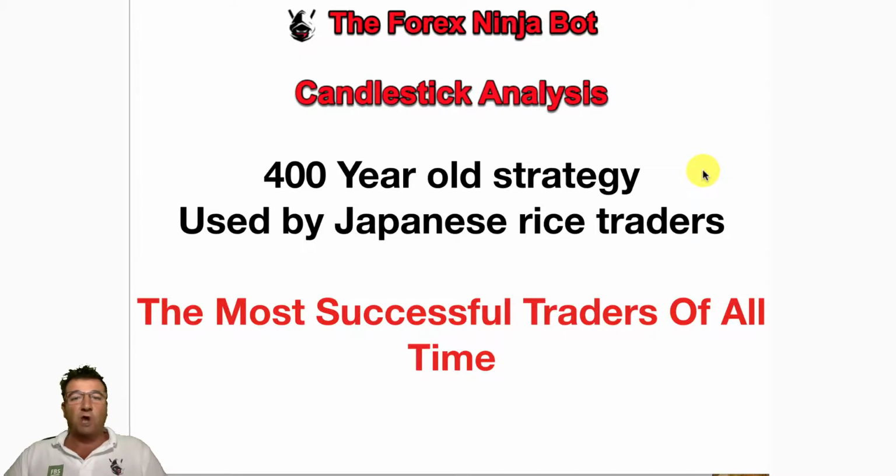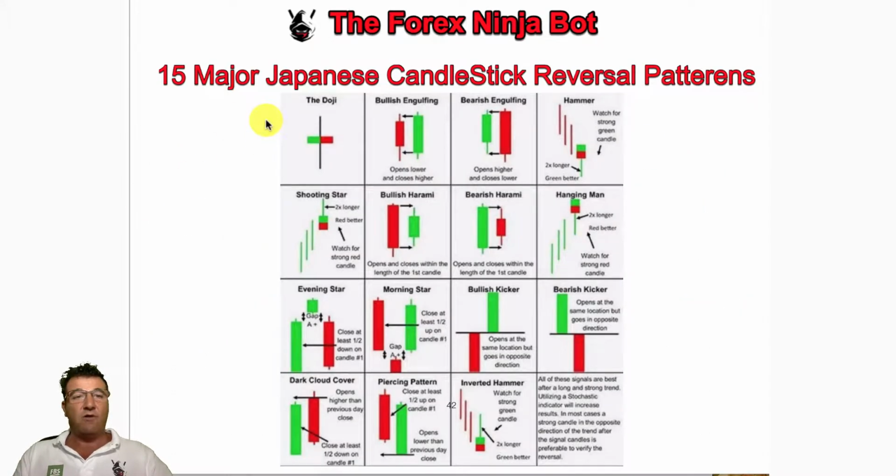Now, a lot of people don't use the candlesticks. What they do is they set their charts up using the candlesticks because it's got a nice graphic interface. It looks nice. But people don't understand the candlesticks, and the reason is they haven't taken the time to study it, because there are over 15 major Japanese candlestick reversal patterns. Now, don't freak out.